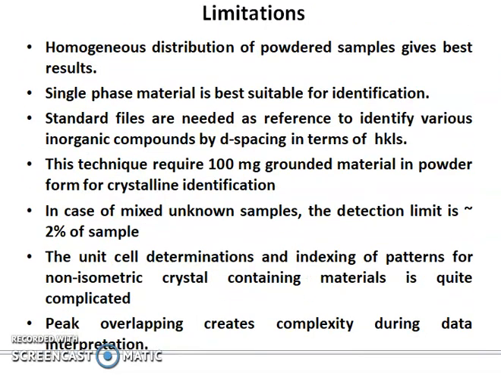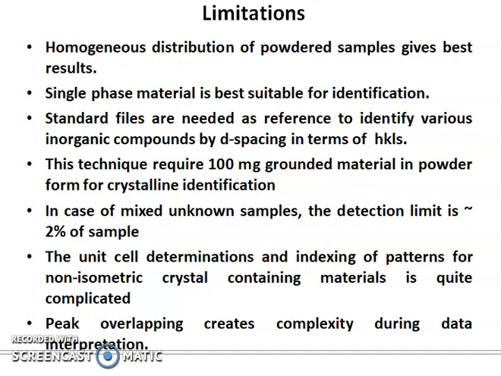These are some limitations of this technique. Homogeneous distribution of the powder sample gives the best result. If you don't have homogeneous distribution, you will not get a good result. A single-phase material is best suited for identification, but double-phase material, and you can say 2.5-phase material, can also be identified by X-ray diffraction successfully. Some standard files are needed to subtract the amorphous region and to match different unknown materials with known materials.